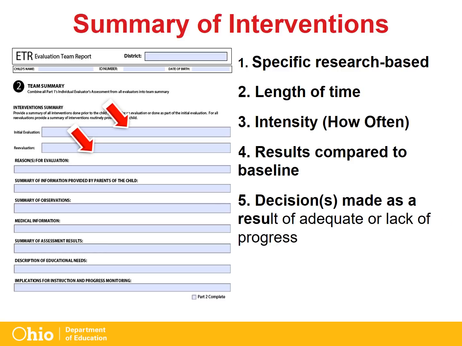The decision made as a result of the interventions includes adequate progress or lack of progress based upon all data collected. Then, did the team decide to refer the child for an evaluation or to continue the interventions in some other form, and why the team made that decision?